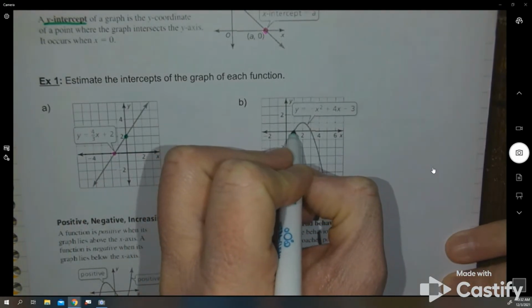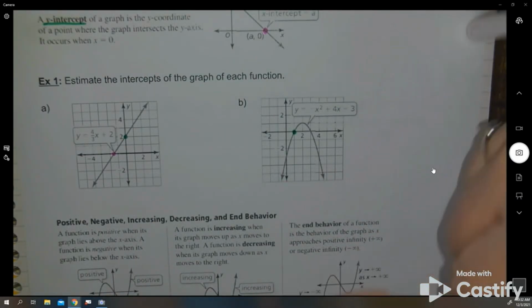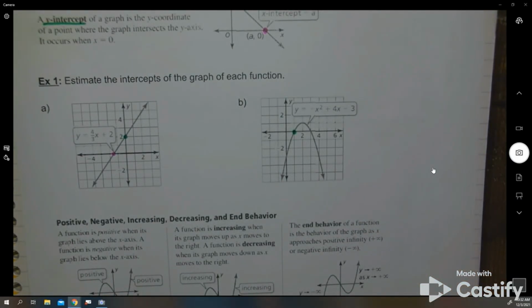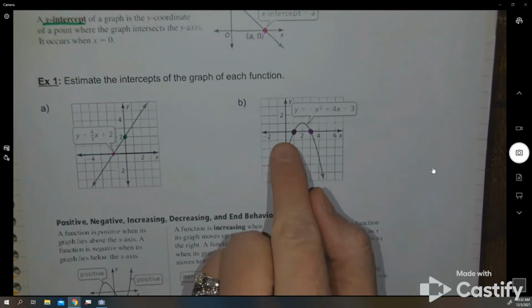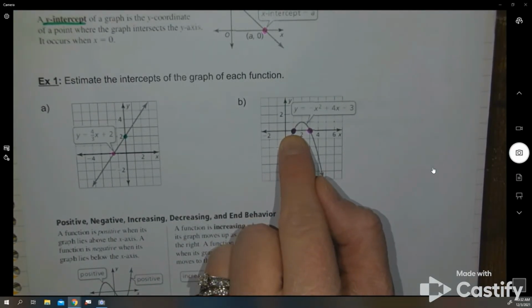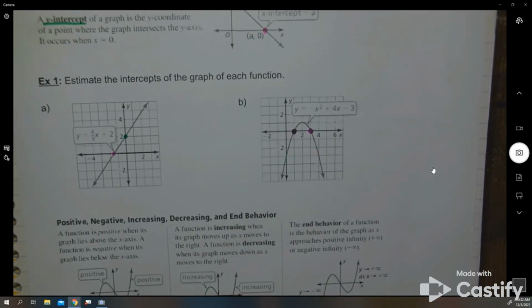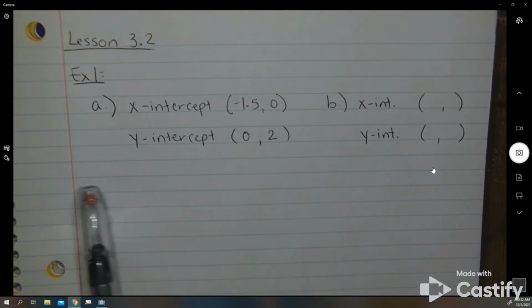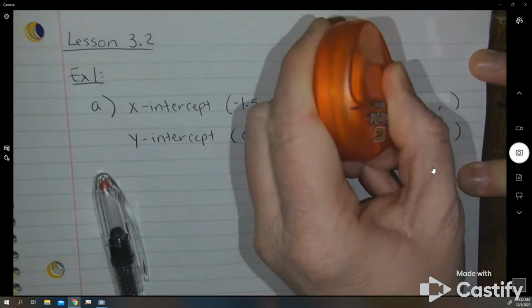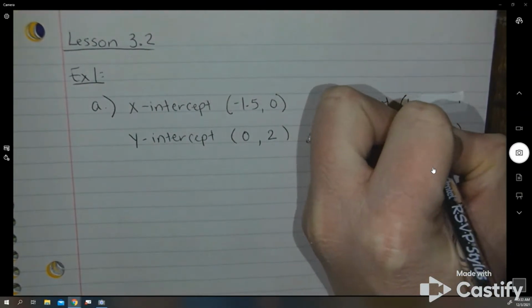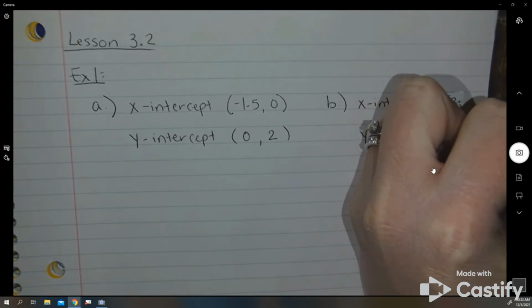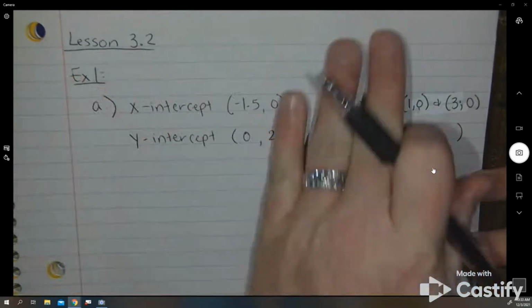So if we have a spot right here, it looks like, oops, I used the wrong color. So we got one right here and one right there. So I'm seeing the point (1, 0) and the point (3, 0). So this one has 2 x-intercepts. Guess I should slide that over a little bit for us. So (1, 0) and (3, 0) for those x-intercepts on that question.